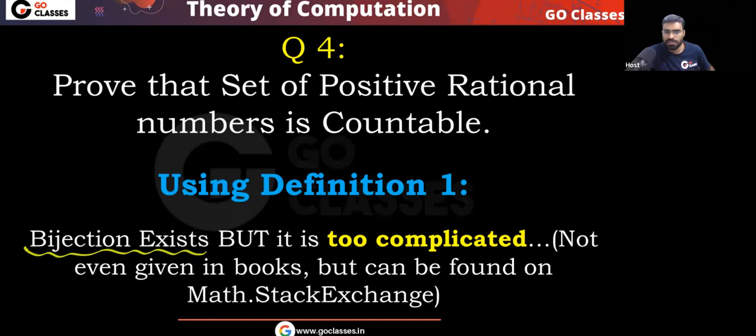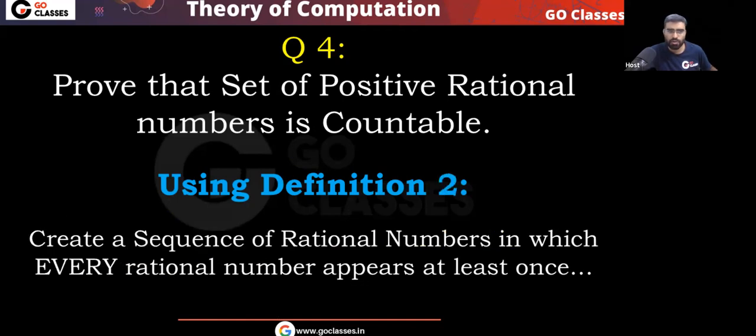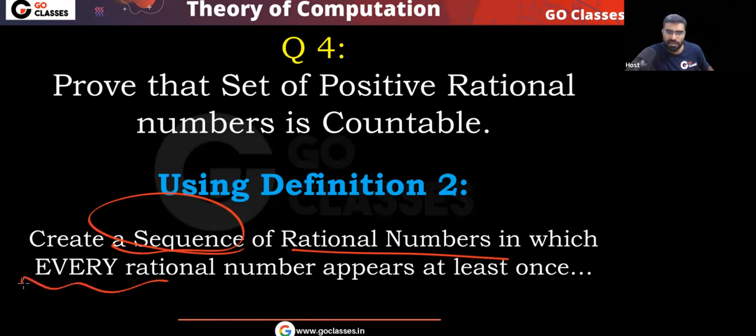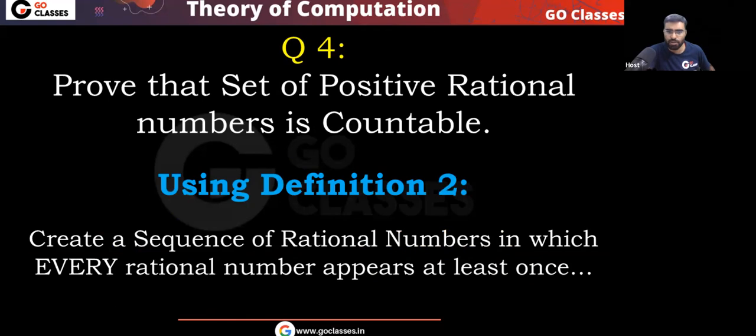Okay, now let's see using definition 2. Using definition 2, what do I need to give you? I need to create a sequence, right? I need to create a sequence of rational numbers in which every rational number will appear at least once. This type of sequence I need to create.